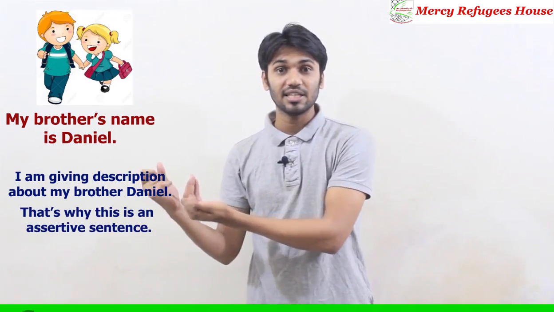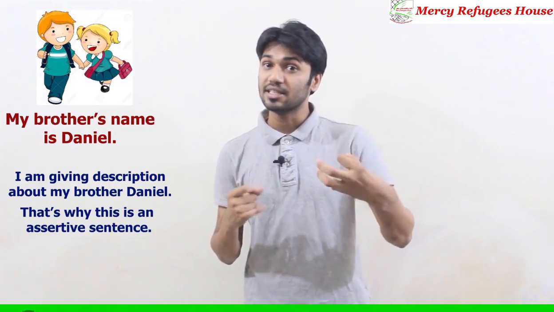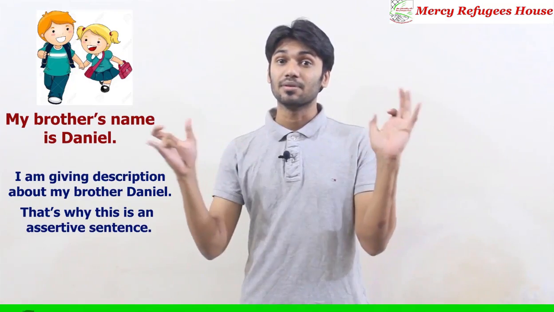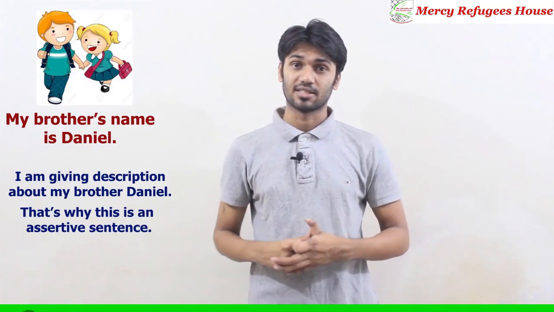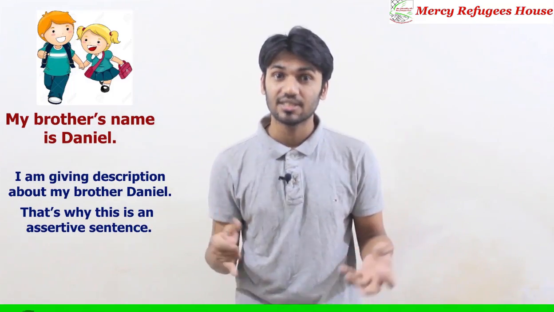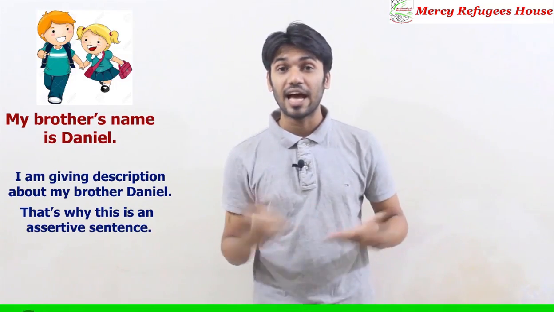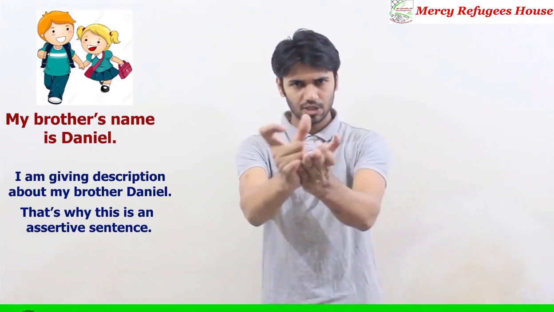Literally, I am giving a description about my brother. It's details about my brother, saying that I have a brother and his name is Daniel. I'm merging these two sentences and telling these details in one sentence. This one sentence is, my brother's name is Daniel. Did you understand now? Well, let me go through some more examples to help you understand it more clearly.